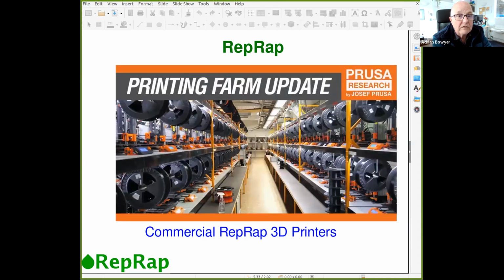And in fact, the way that Joe does it is that he has a big printer farm, warehouses full of his own machines, printing out parts for copies of those machines. And that's just one corridor in the Prusa RepRap self-replicating manufacturing workshop, consisting of a very large number of RepRap machines.